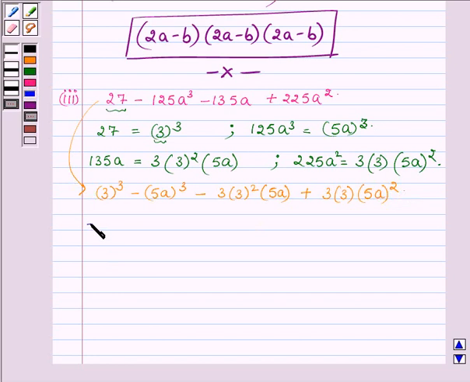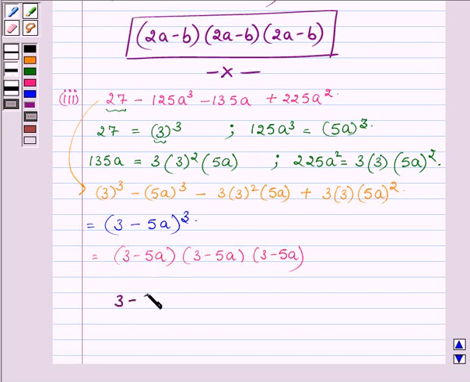And thus it is in the form of the left hand side of the second identity, whose formula is 3 minus 5a whole cube. And thus it can be further written as 3 minus 5a into 3 minus 5a into 3 minus 5a. And thus on factorizing, our answer is 3 minus 5a into 3 minus 5a into 3 minus 5a.